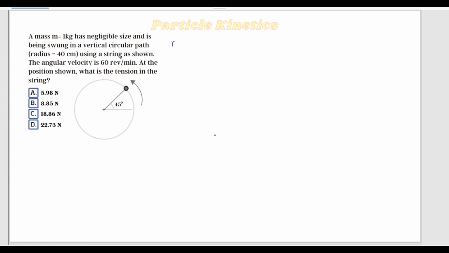We have mass equal to 1 kilogram. We have the radius equal to 40 centimeters, that is equal to 0.4 meters. And the angular velocity equals 60 revolutions per minute.